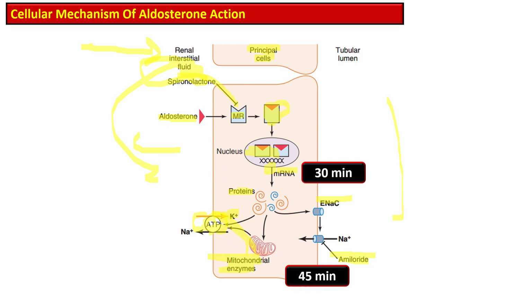So think of aldosterone as a coach who is entering a factory. This factory is the principal cell, and the coach is instructing workers, that is the DNA machinery, to build sodium channels and pumps. Spironolactone shuts the factory door on the coach, while amiloride throws a wrench in the assembly line and at the sodium intake gate.